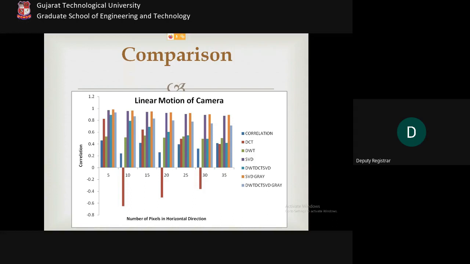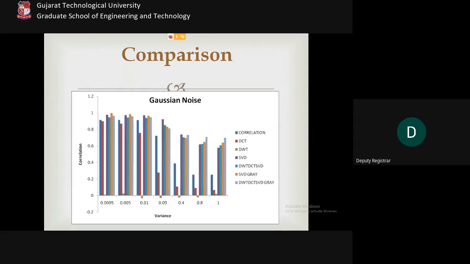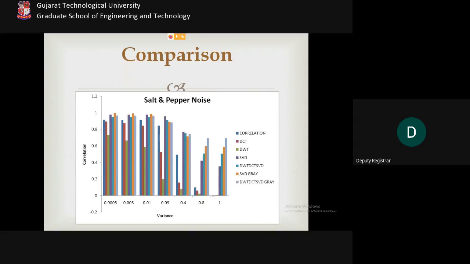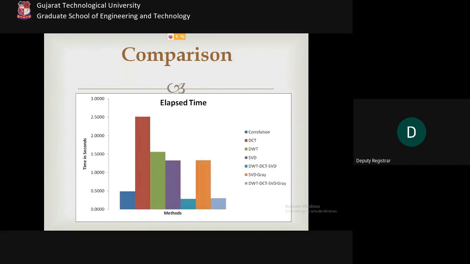You see, for DCT you find very bad results so far as this concept is concerned. Rotation, Gaussian noise, other noise, speckle noise, cropping attack, and the time. This is one of the good aspects.